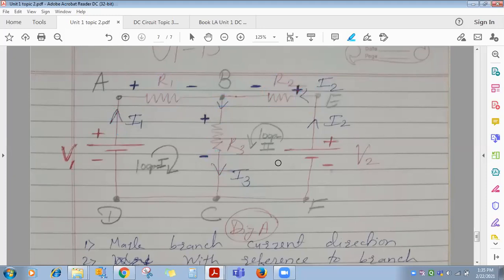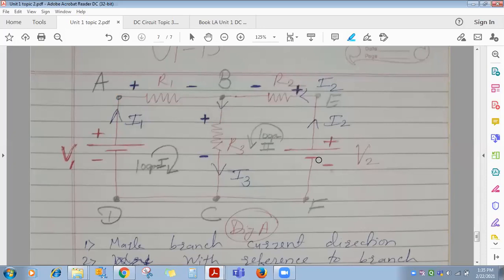Now what will be the polarity of the voltage drop that you have to mark? I1 is entering at this terminal, so this terminal you have to mark as positive and the other one as negative. Similarly, I2 is entering over here, so this terminal is positive and the other is negative. I3 is entering this side, so this terminal is positive and the other is negative. So, got it? Can you mark the polarity of voltage drop with reference to branch current direction?